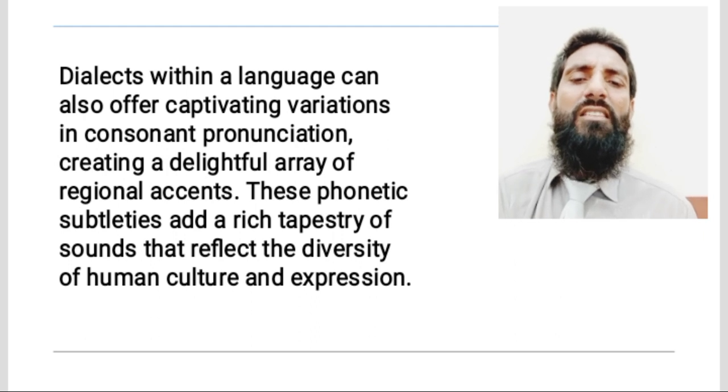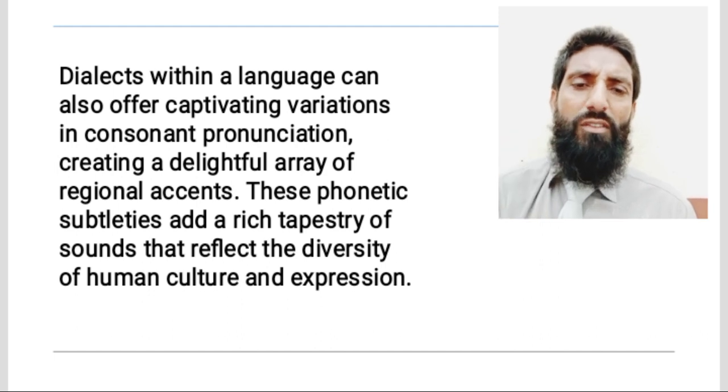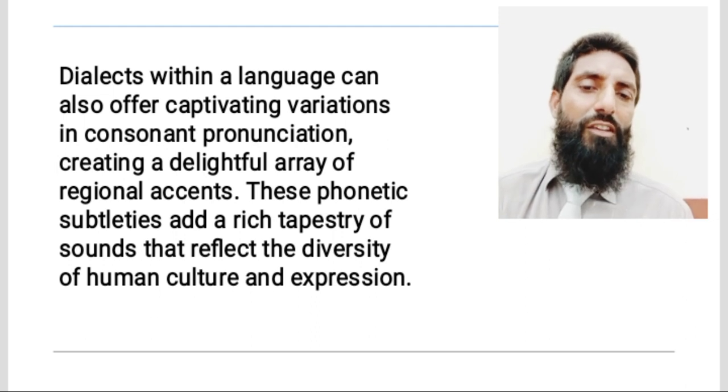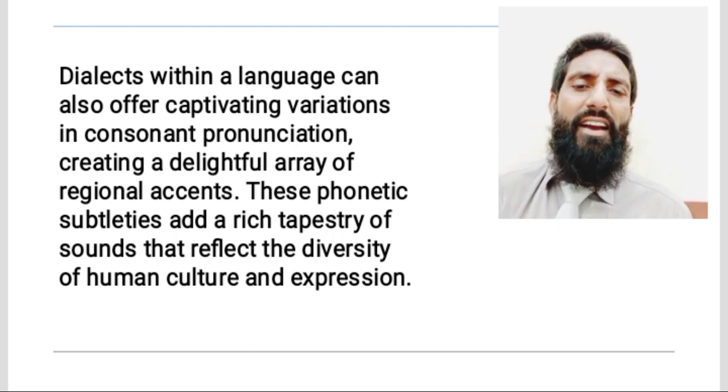subtleties add a rich tapestry of sounds that reflect the diversity of human culture and expression. Yes, this is because of human culture and the expression of thoughts, words, feelings, passions, and emotions. And this is the tapestry of sounds. This is the well-knitted sound that comes due to the array of regional accents. And this is human culture and expression as well.